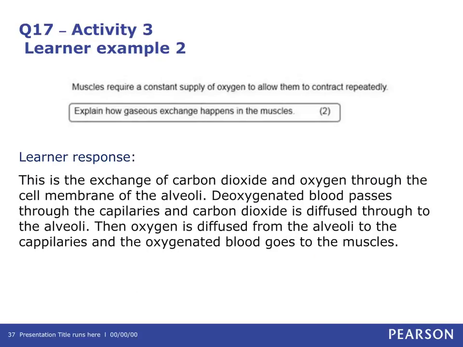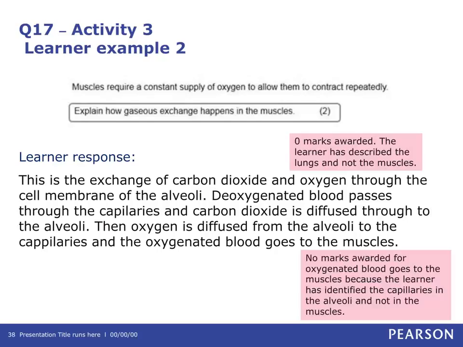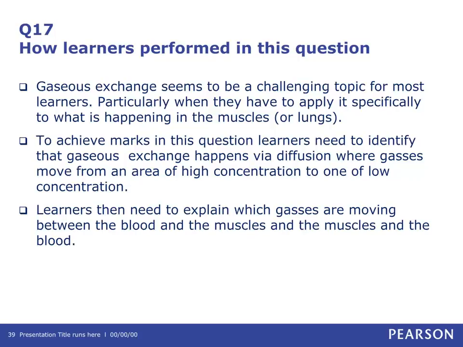This slide shows an example of how learners failed to access marks on question 17. This is the learner's response to question 17 with an explanation of how the marks were awarded. This slide shows a summary of how learners performed on this question.